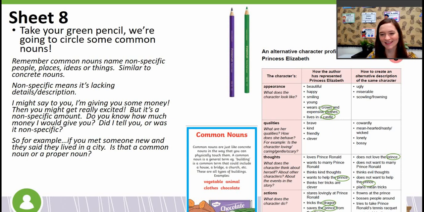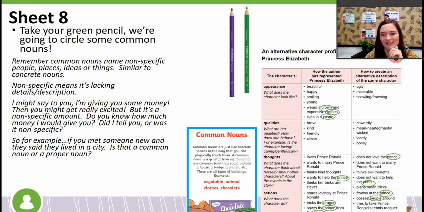Plans mean tricks. Okay, can you see a couple more in here? There's a few more things here. Oh, there's something new here that you could touch. Frowns at the prince. Bosses people around. Tries to take Prince Ronald's tennis racket. What are some common nouns there? Some non-specific people, places, ideas, or things.